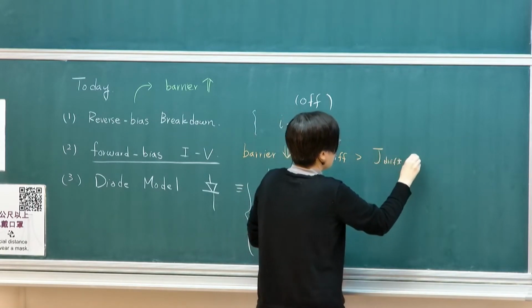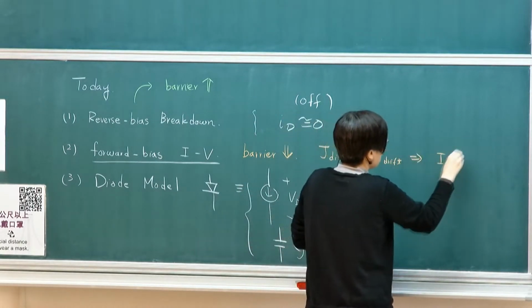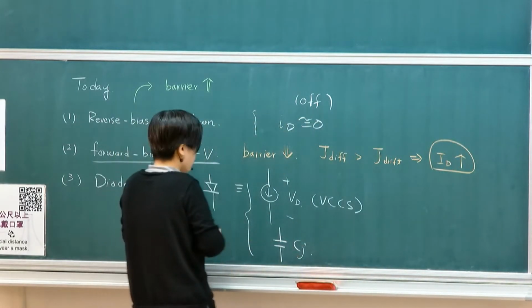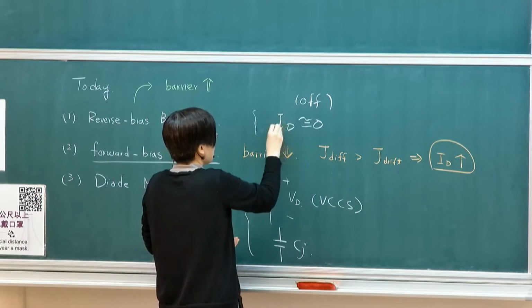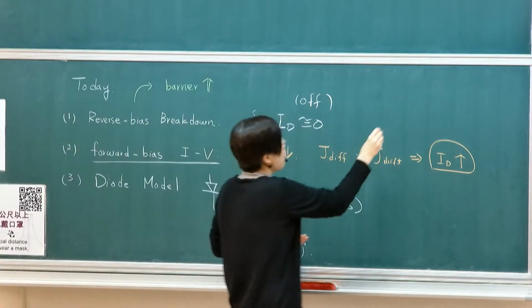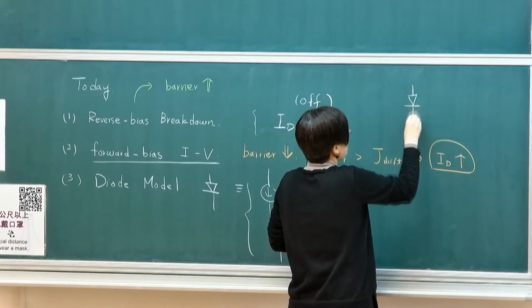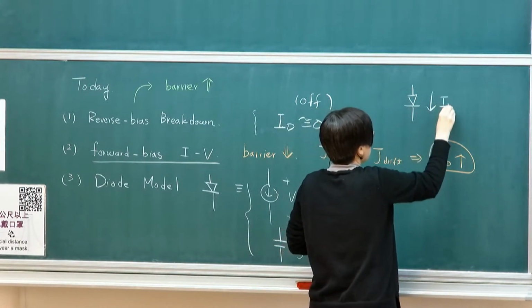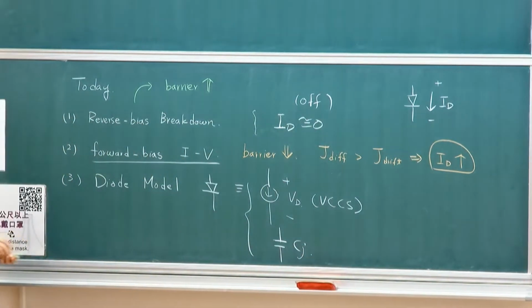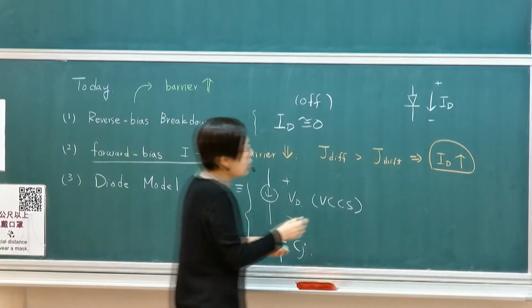So then you allow a certain amount of current, a substantial amount of current. If I'm defining this as my diode current, then you would see a substantial amount of current. So we're going to talk about what this depends on.